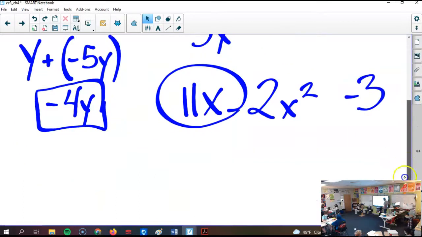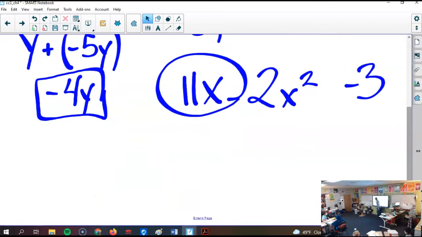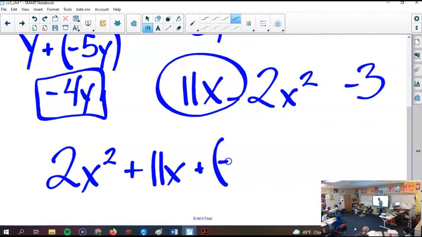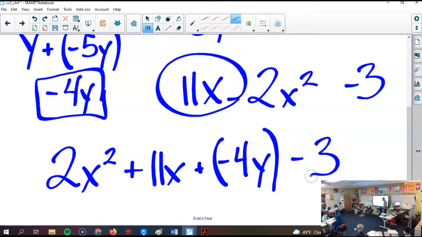So the technically better order to write this in is x squared first because it's got a higher power, then go alphabetical, x, then y, which you could do minus 4y or negative 4y, and then your constants. Notice how I wrote a negative on one of them and a minus on the other to use both techniques.